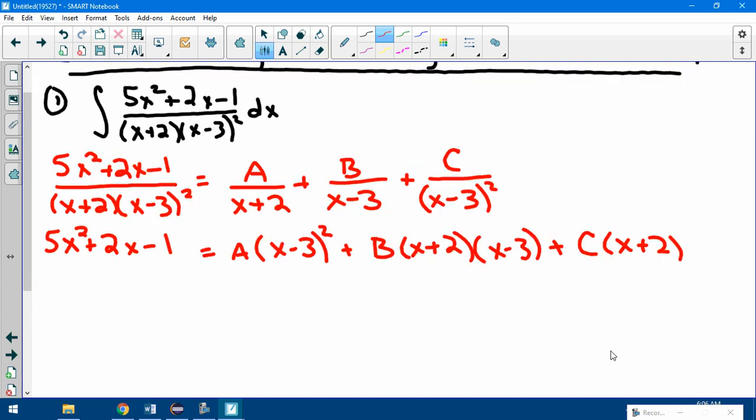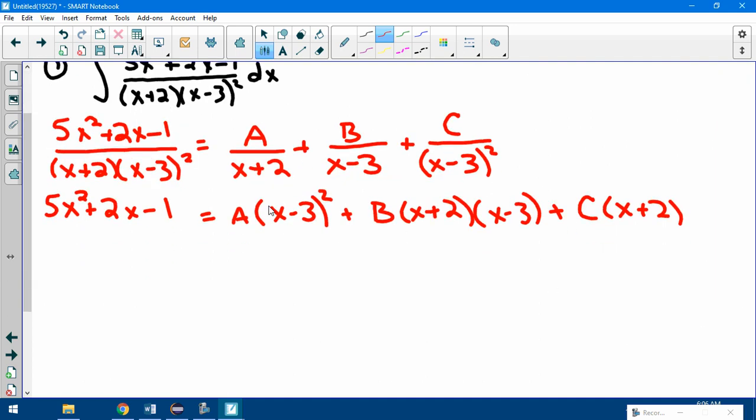All right. Now from there, we want to pick values that are going to make it easier for me to figure out what a, b, and c are. And this is true for any x value, so be smart about what you pick. If I pick 3, then this term's going to go away, and this term's going to go away. So let's let x equal 3.